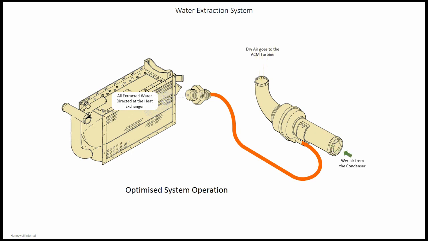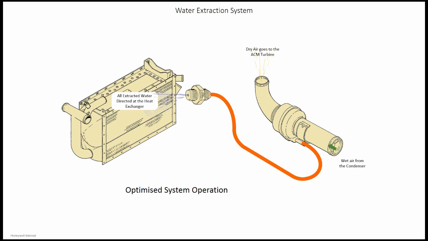The water extraction system uses the system pressure to force free water collected in the sump of the water extractor through a small diameter hose into the spray nozzle. The spray nozzle directs the extracted water onto the cooling side of the secondary heat exchanger. The water evaporates in the ram air, improving the cooling efficiency of the secondary heat exchanger and the ECS system.